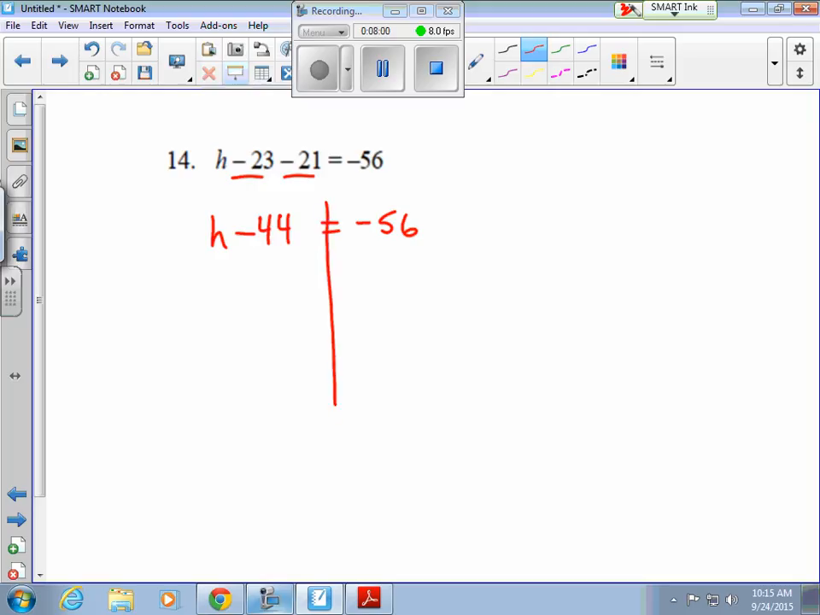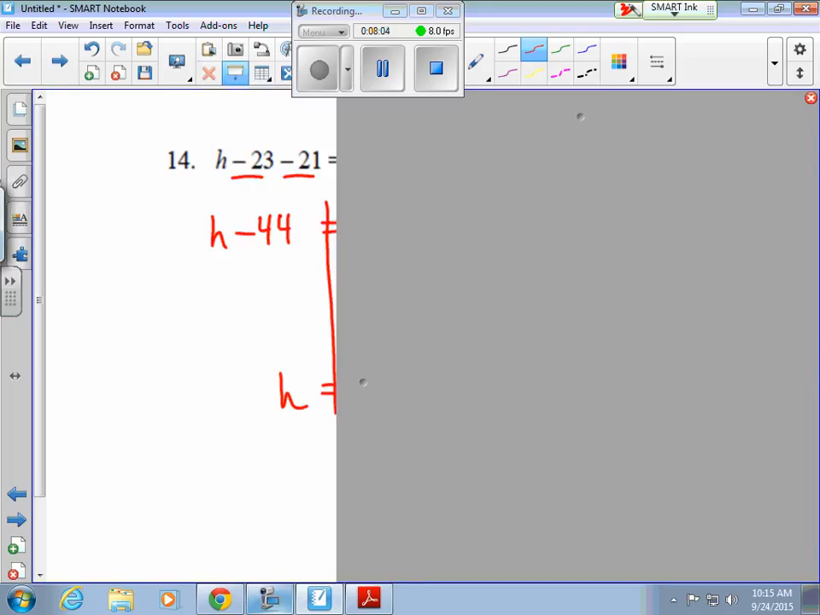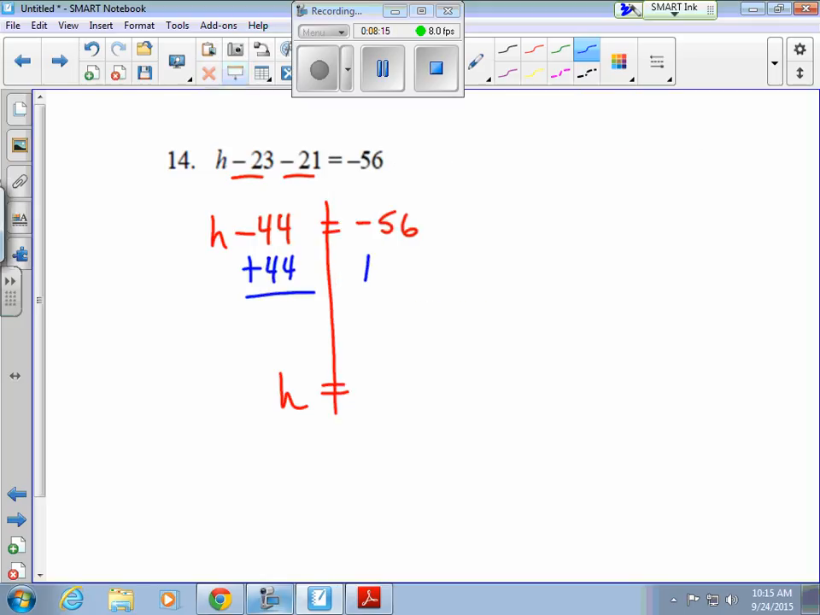Now we have something. We want to get H equals all by itself. Again, looking just at that side, you don't have H. You got minus 44, so do the inverse of minus, which is plus. We want to keep the H, so add 44. Whatever you do to the left, do the same thing to the right. Again, we have opposite signs, negative 56, positive 44. So subtract them. 6 minus 4 is 2. 5 minus 4 is 1. And 56 is the higher absolute value. It is negative. Therefore, it's going to be negative 12.